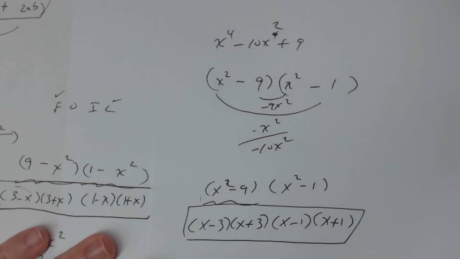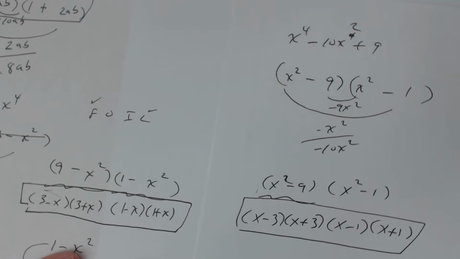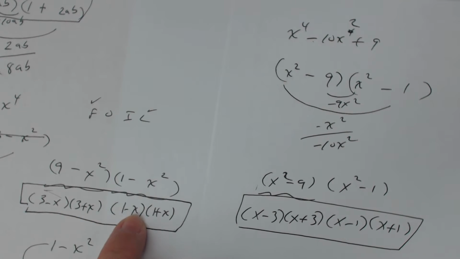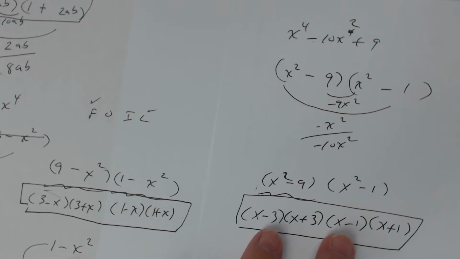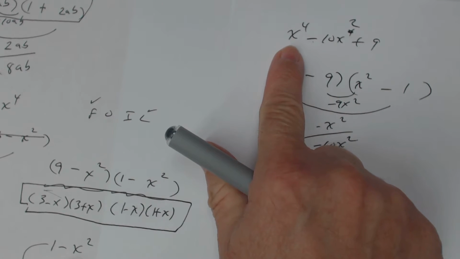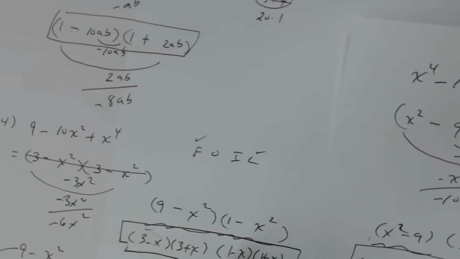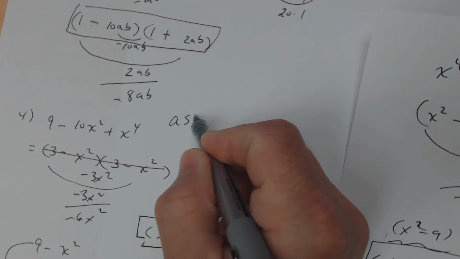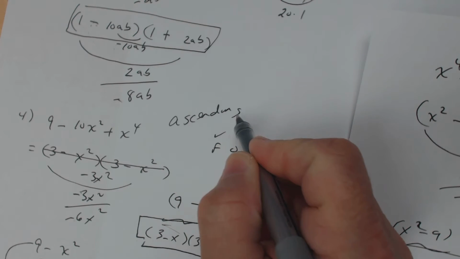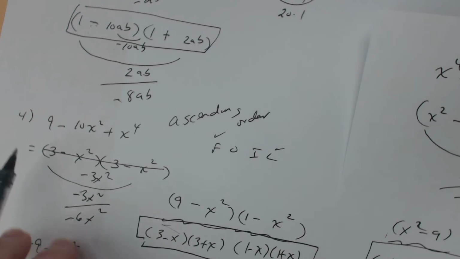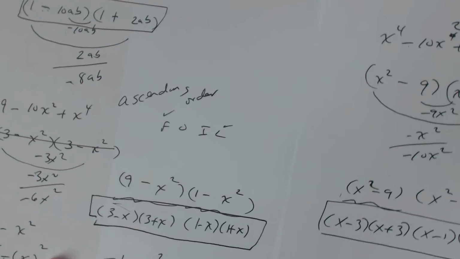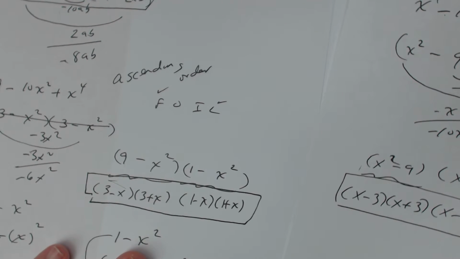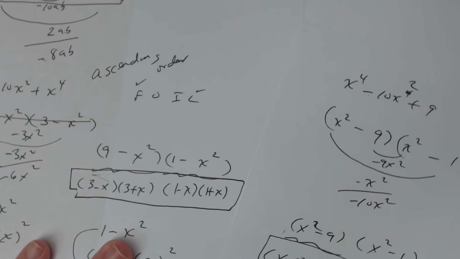So either one of those is correct. Either one of these is correct. All right? So they're both the factorization of this. It's just that this looks different than this only because you put this in descending order, and over here you left it in ascending order. Ascending order. Okay, going from smallest to largest. Okay, but they're still both correct.